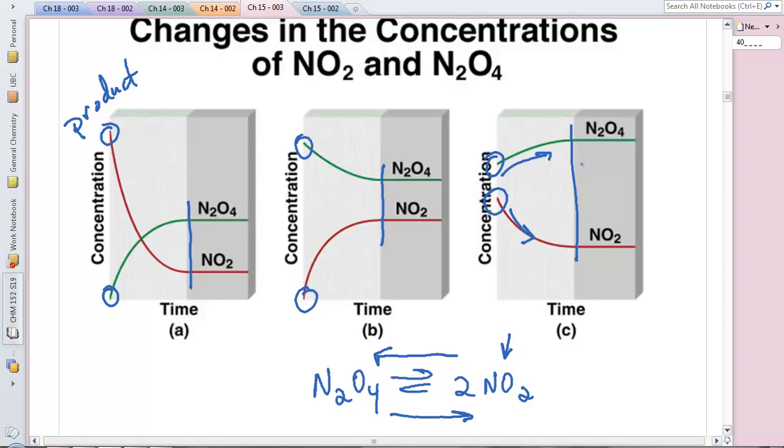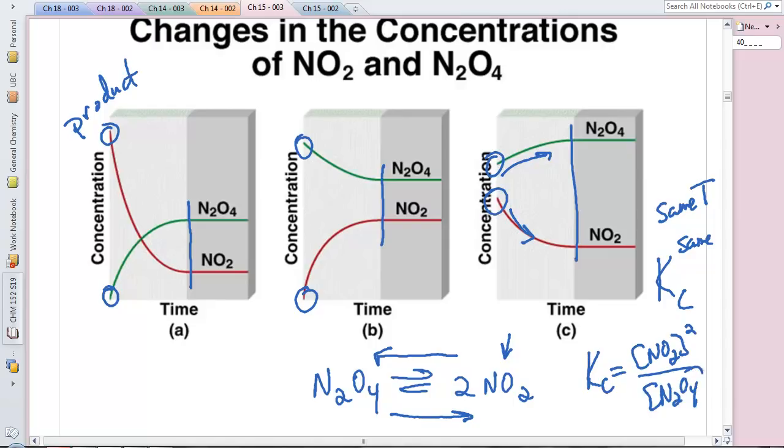And if these are all run at the same temperature, when we plug in these concentrations that we end up with, we will get the same K if we're at the same T. We might have different concentrations at equilibrium, but when we plug those into our Kc expression, in this case NO2 squared over N2O4, if we're at the same temperature, we're going to get the same constant. It's a constant at a given temperature. So think about that.